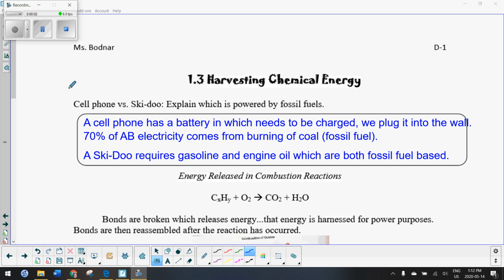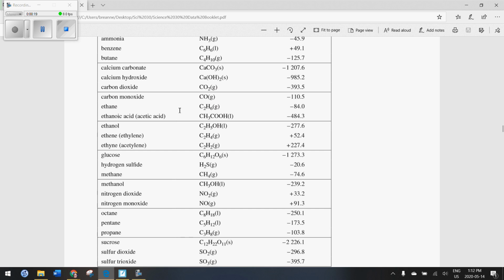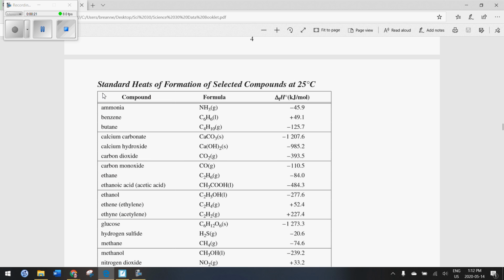Okay, for this lesson we are moving into chemical energy. This is a calculation-based section with some theory. So you are going to need your data booklet and a calculator handy when you do this. Your data booklet should be open to page 5, so it should have this table where it says standard heats of formation of selected compounds at 25 degrees Celsius.